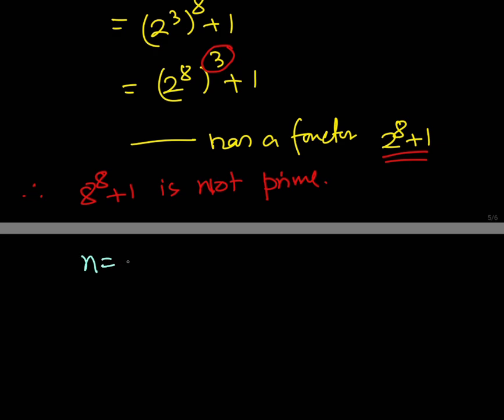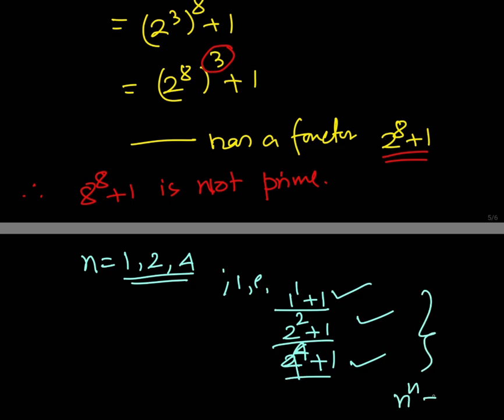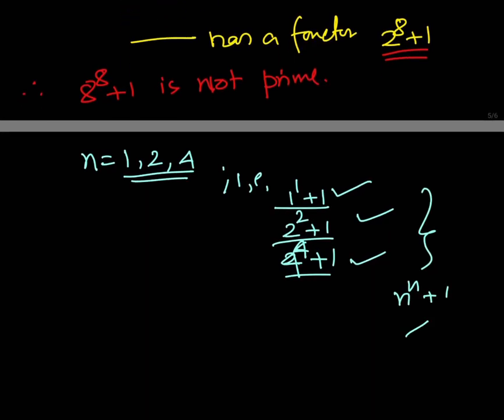So the answers are n equal to 1, 2 and n equal to 4. These three numbers, 1 to the power 1 plus 1, 2 to the power 2 plus 1 and 4 to the power 4 plus 1, are the primes of the form n to the power n plus 1 which are less than 10 to the power 19. We are done here.